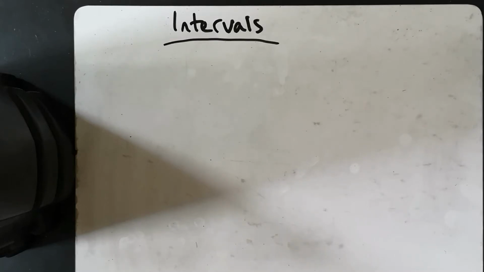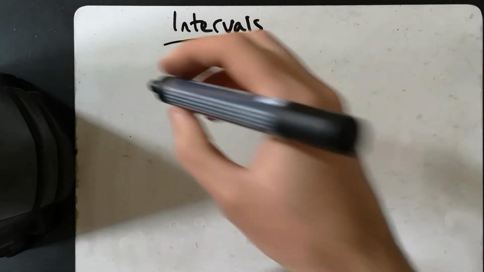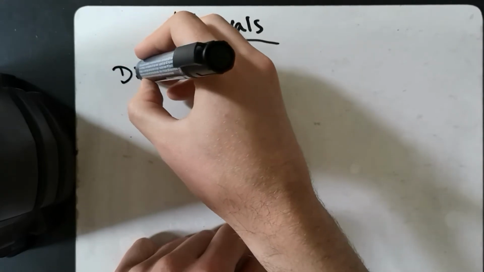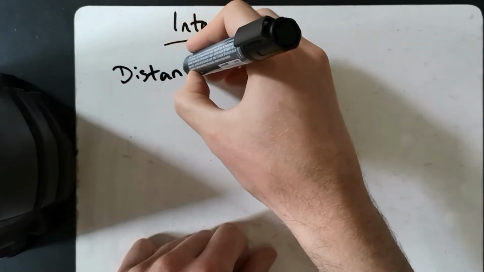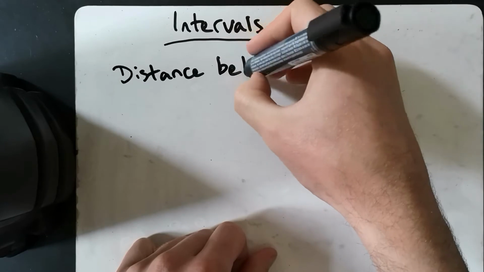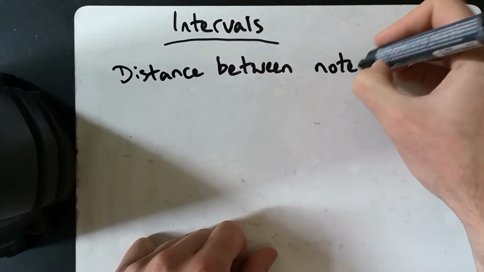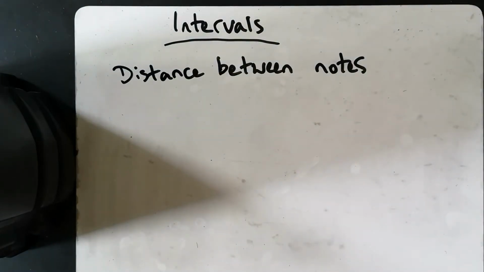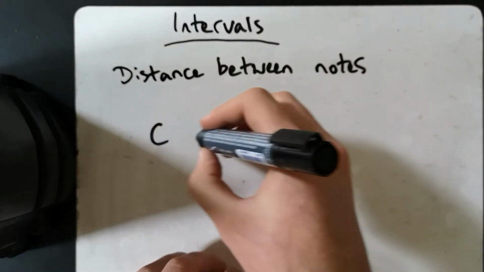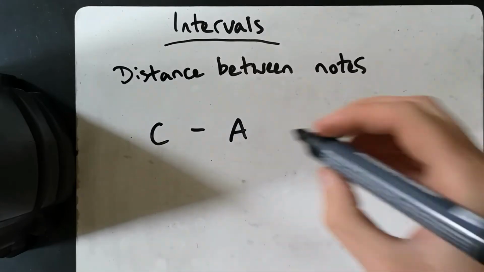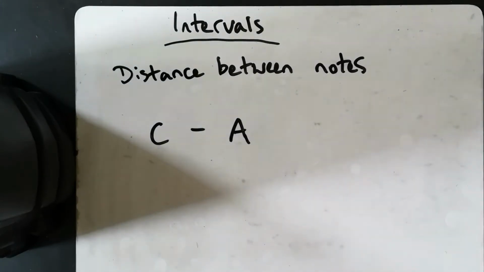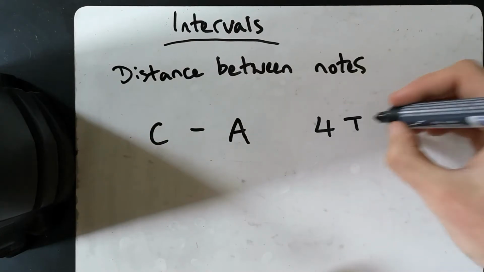So intervals, like we said in the video we've done already, is the distance between notes. And we talked about measuring that in semitones and tones. Now if I want to get from, for example, C to A, you could work it out in semitones and tones, and you could tell me that it is 4 tones and a semitone in distance. Okay, let's write that one.